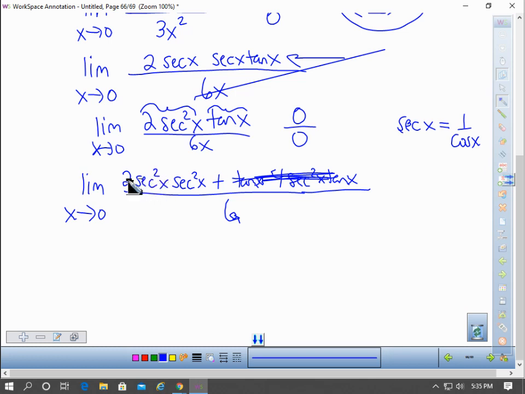You're going to square those. So this is really 2 times 1 squared times 1 squared. So that's going to give me 2 over 6. So the answer is 1/3. Whew, that was interesting. All right.